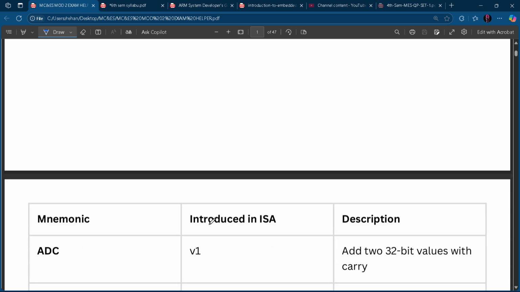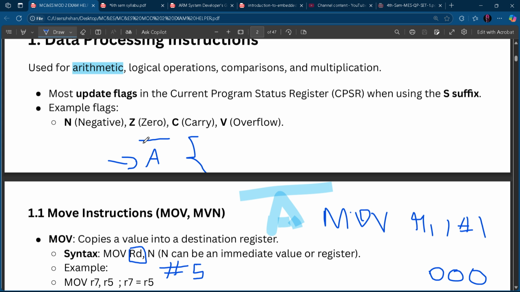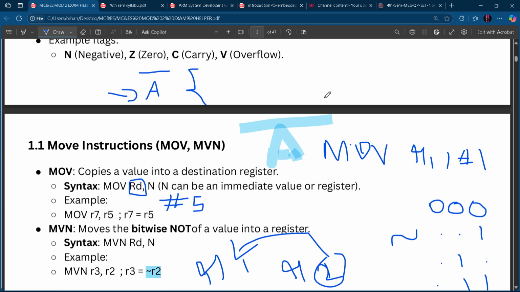Okay, so we'll start with the first topic, that is data processing instructions. So, what are data processing instructions? Usually these four things which you have here: arithmetic, addition, subtraction; logical, that is logical and or; comparison, compare and compare negative; and the multiply and accumulate instructions. I'm not going to go in depth like I did in the last two recordings. I'll just explain briefly so that you can read whatever is in the textbook and understand.